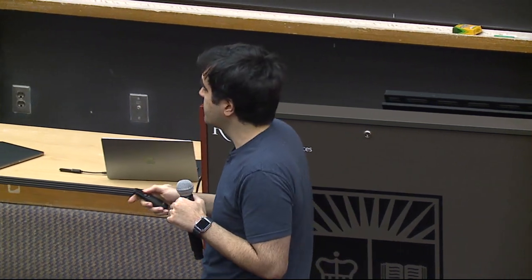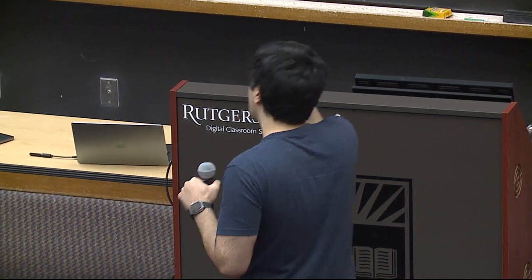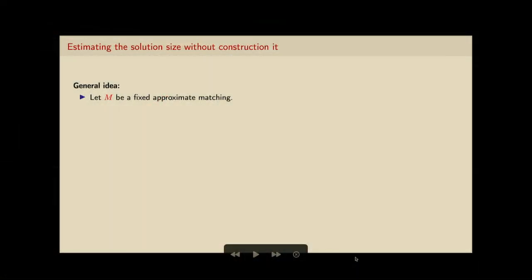All right. OK. So what's the general idea? This general framework is actually due to Parnas-Ron in the original 2007 paper. This is how they estimated the size of matching. So let M be some fixed matching in the graph. For example, think of it as we fix some matching, for example, randomized greedy maximal matching, which Shayan defined.